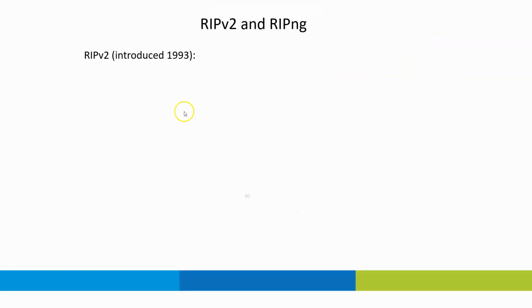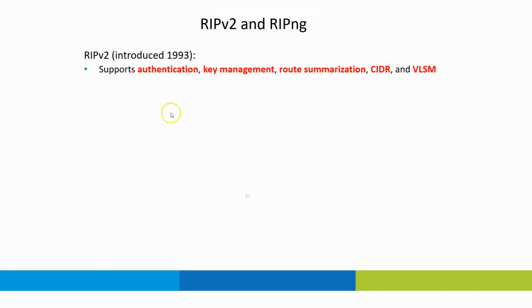RIP v2 and RIP next generation. RIP v2, 1993. Authentication, key management, route summarization, or VLSM. So RIP v2 is a non-classful protocol. RIP v1 is classful, doesn't care anything about subnetting to get from one to the other. So RIP v2 will take into account all these other things: authentication, key management of the authentication keys that go along with it. Route summarization, saw a little bit earlier, we can turn it off. The default for RIP v2 is route summarization.